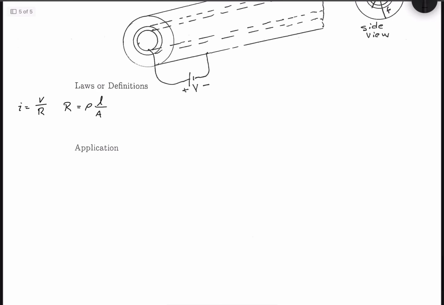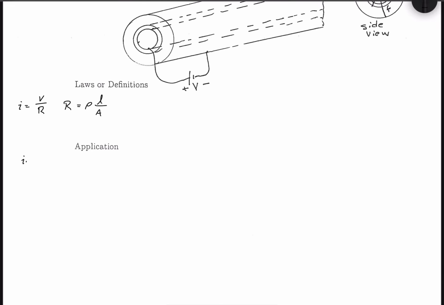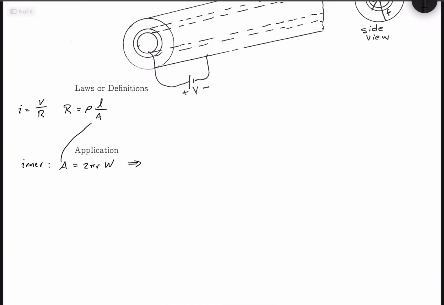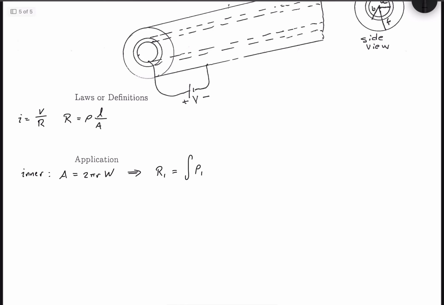So first step is we want to do the inner sphere thing. So the area of that would be 2 pi r w. And then we want to use that in the resistance formula. And this is the same A, by the way, cross-sectional area. All right, so resistance 1 is going to equal the integral of resistivity 1, rho, times 1 over area with respect to dr.